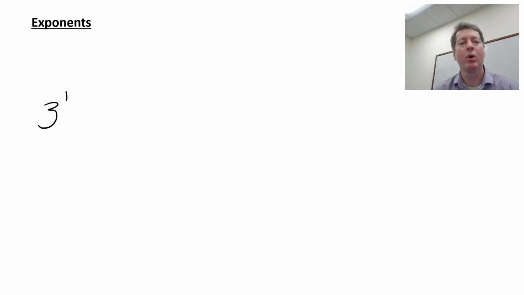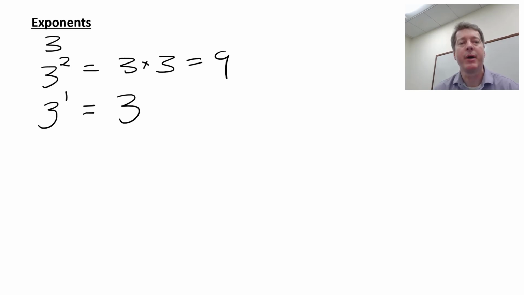3 raised to the power of 1. Anything to the 1 is just the number itself. So 3 to the 1 is 3. 3 raised to the power of 2, 3 squared. So we said 3 times 3, so of course that's 9. 3 raised to the power of 3, 3 cubed, as you would say. 3 times itself 3 times, so that's 9 times 3, that's 27.